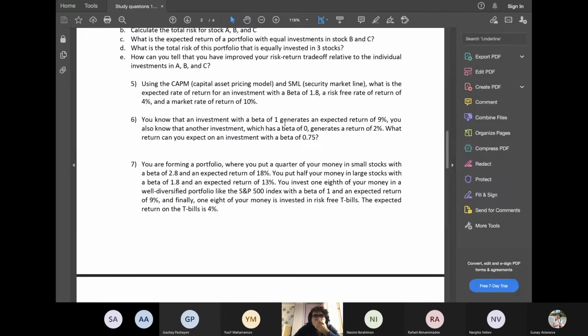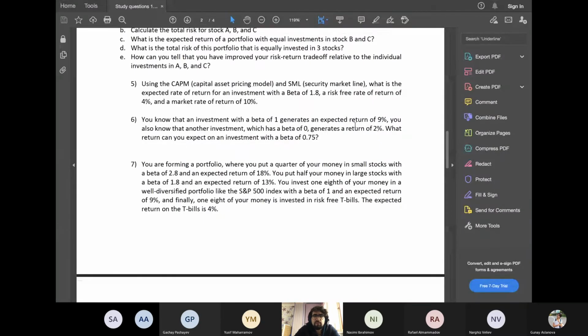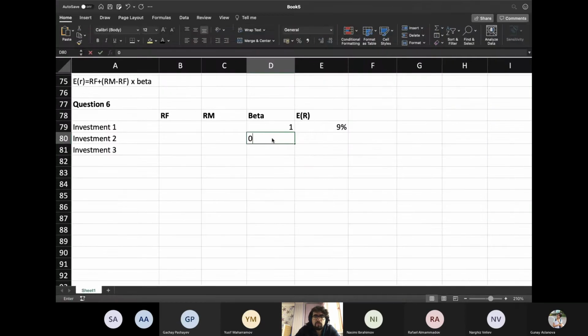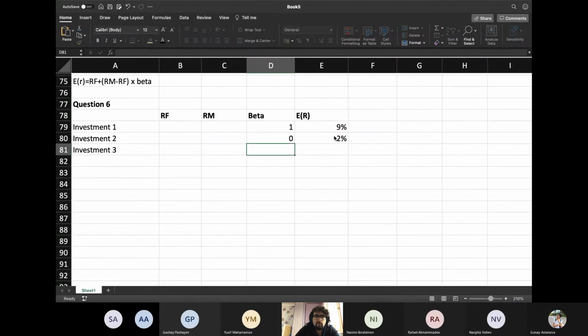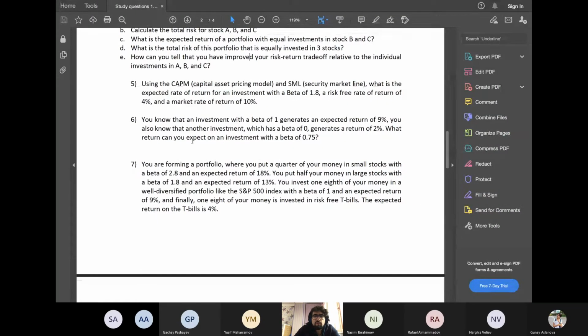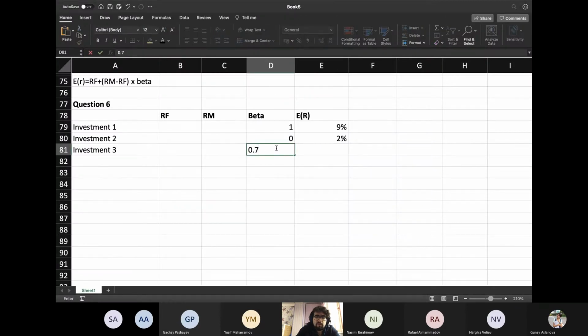So what we have: investment 1, a beta of 1 generates 9% return. Beta 1 generates 9%. Investment 2 has a beta of 0, generates 2% return. And what return can you expect on an investment with a beta of 0.75? So the question is asking for that return.